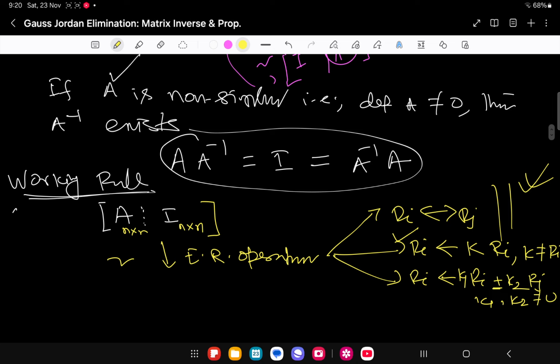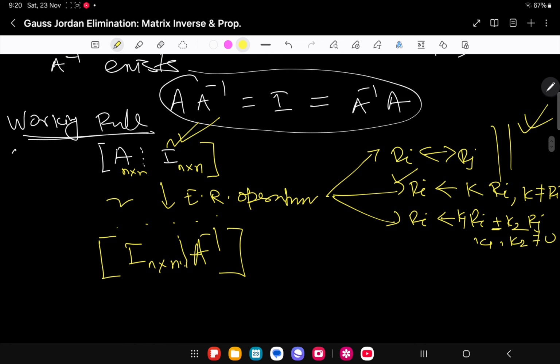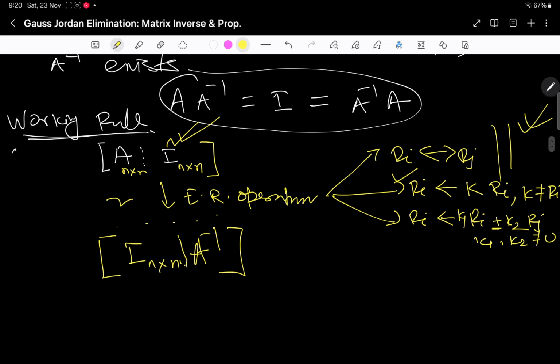Now by the set of elementary row operations, what will you get? You try to bring the left hand side to the identity matrix like this. Then whatever comes in the right hand side here will be my A inverse. So this is the working rule to find the inverse of the matrix by using the Gauss-Jordan elimination.